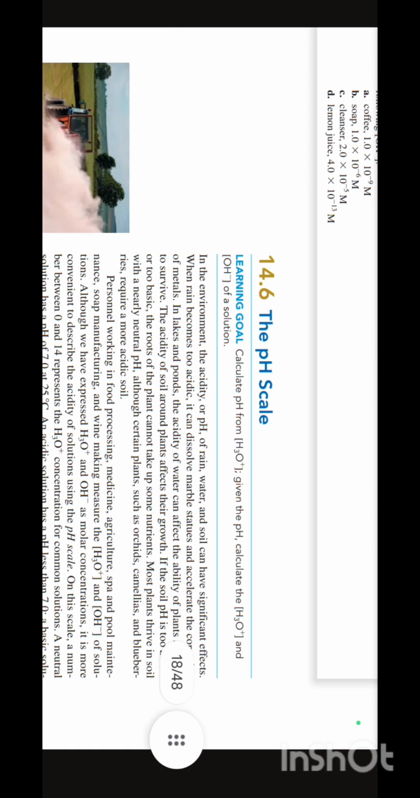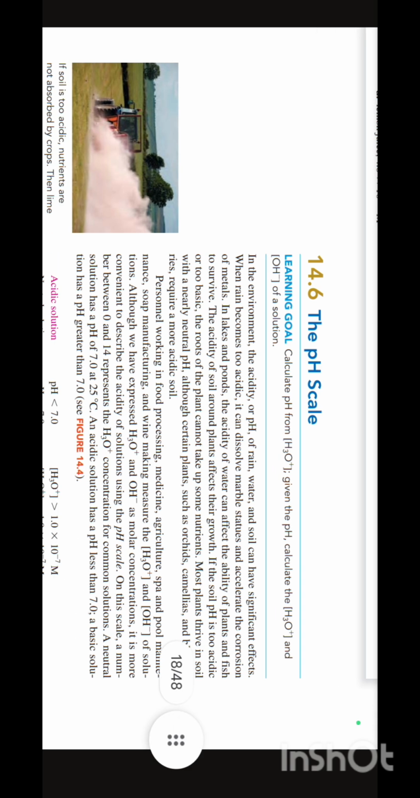Now we will discuss the pH scale. In the environment, the acidity or pH of rain, water and soil has significant effects. When rain becomes too acidic, it can dissolve marble statues and accelerate the corrosion of metals. In lakes and ponds, the acidity of water can affect the ability of plants and fish to survive. The acidity of soil around plants affects their growth. If the soil pH is too acidic or too basic, the roots of the plant cannot take up some nutrients.